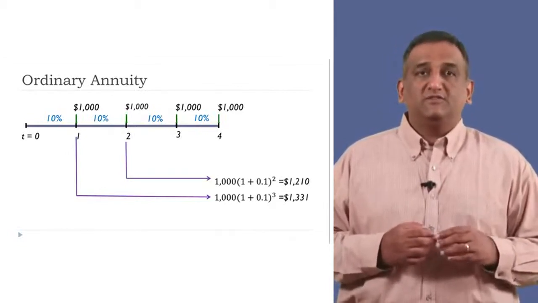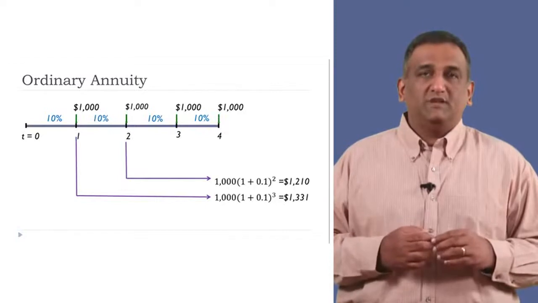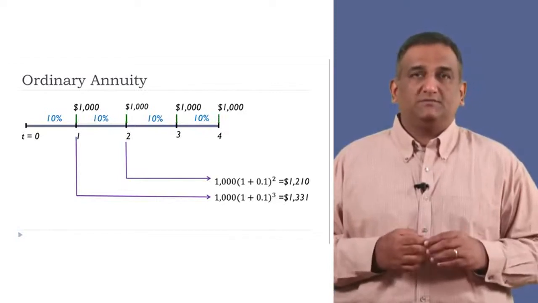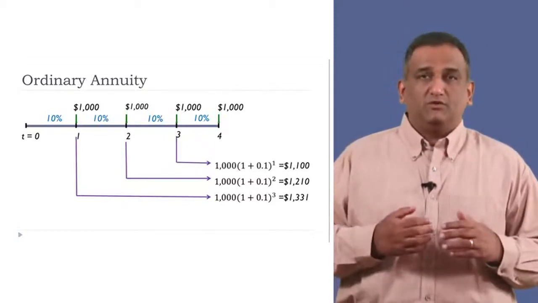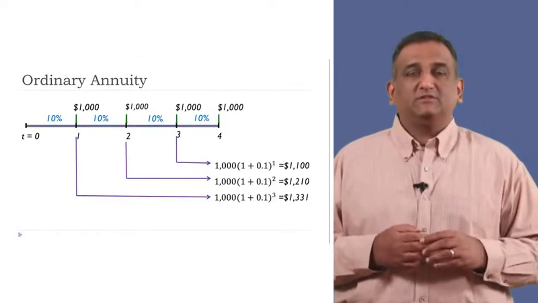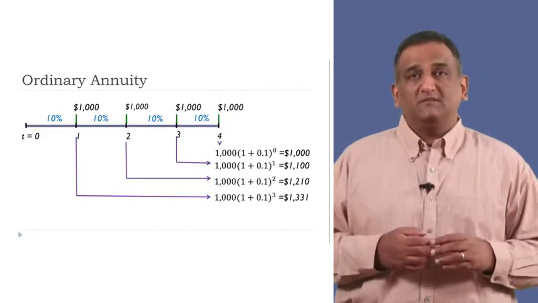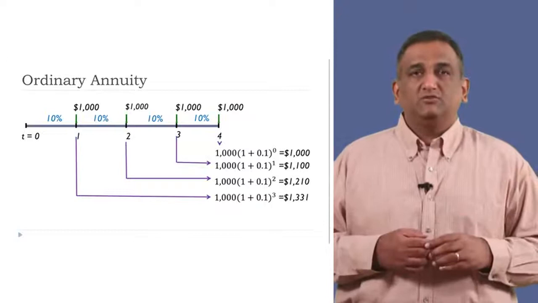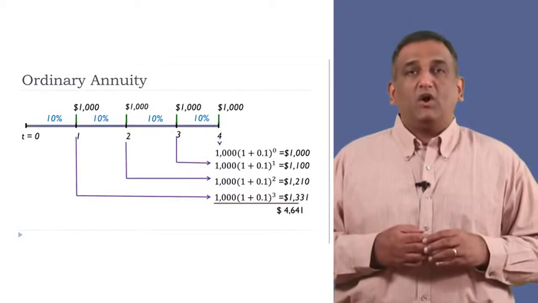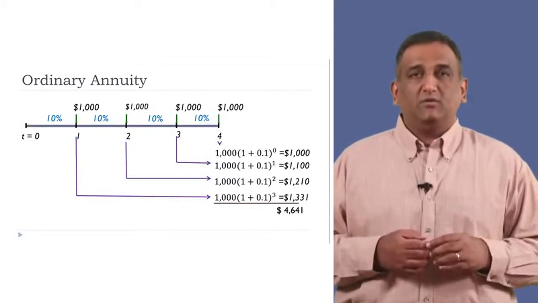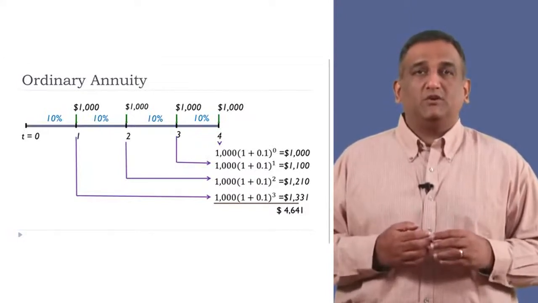The payment at the end of the second year has to be moved forward from year 2 to year 4. So its future value is 1,000 times 1 plus 0.1, the whole thing raised to the power of 2, which equals $1,210. The payment at the end of the third year has to be moved from year 3 to year 4. So its future value is 1,000 times 1 plus 0.1, which equals $1,100. The payment at the end of the fourth year is already at the end of the fourth year. So its future value is simply $1,000. So the future value of the 4-year ordinary annuity is 1,331 plus 1,210 plus 1,100 plus 1,000, which equals $4,641.